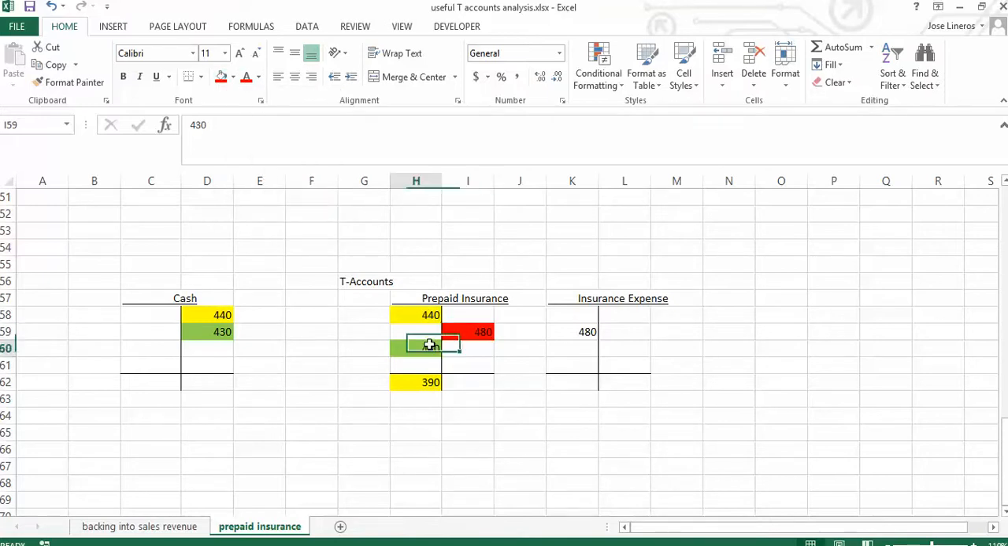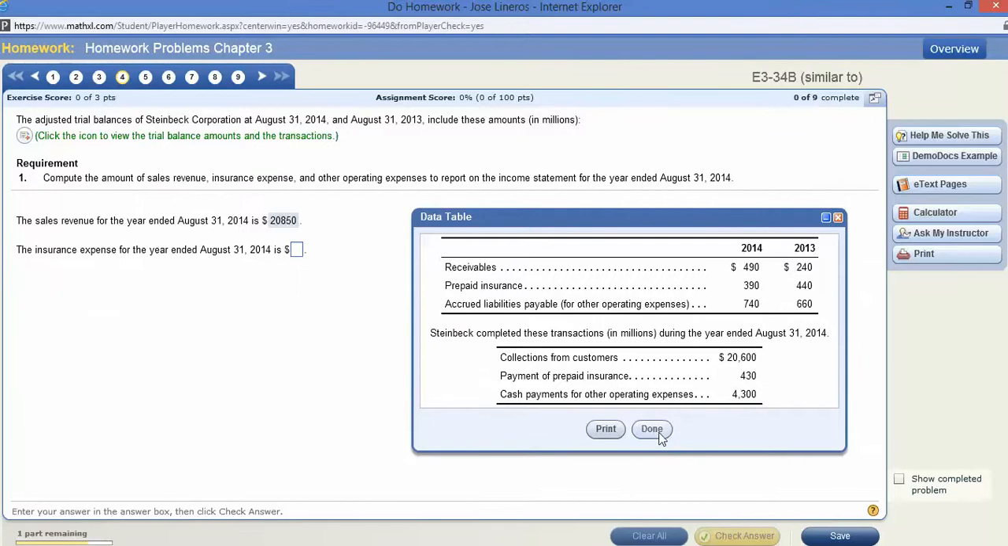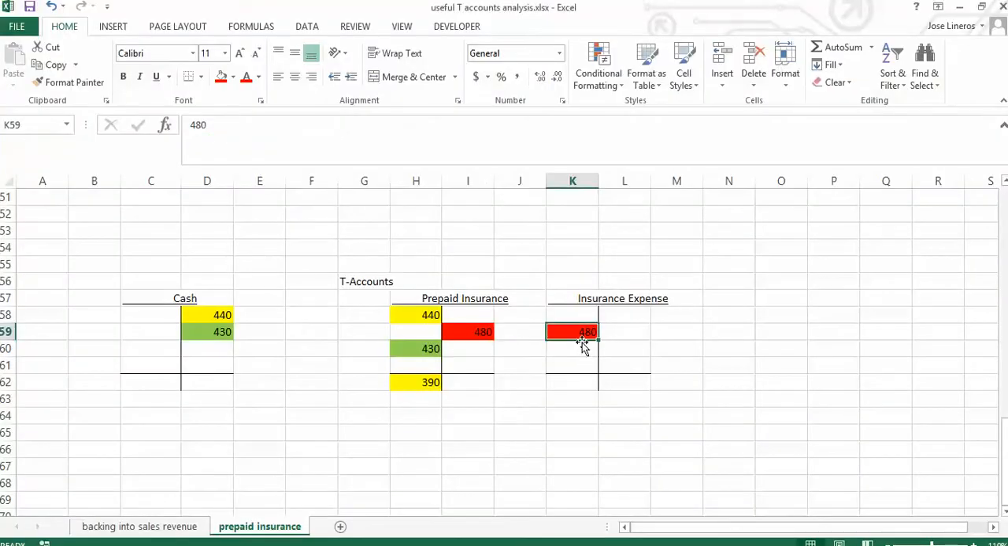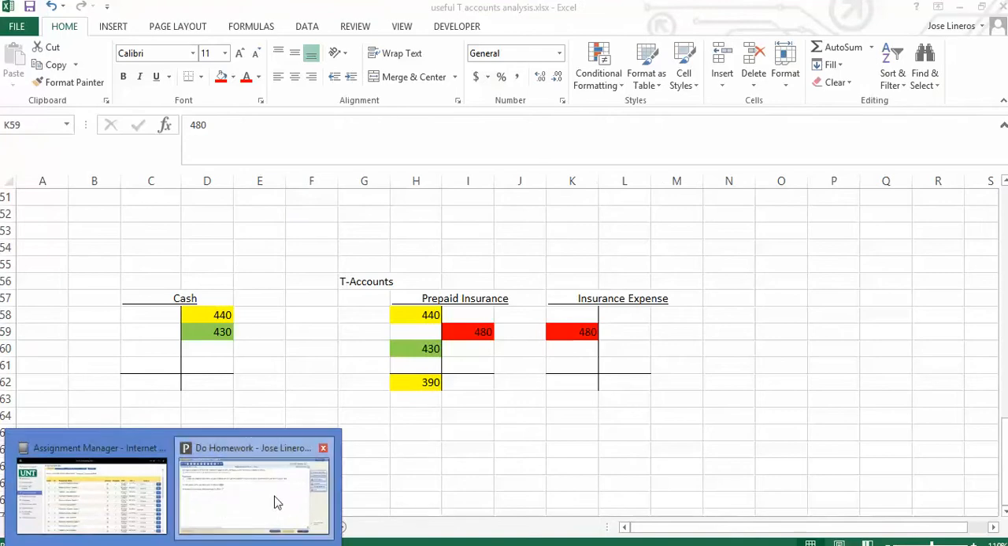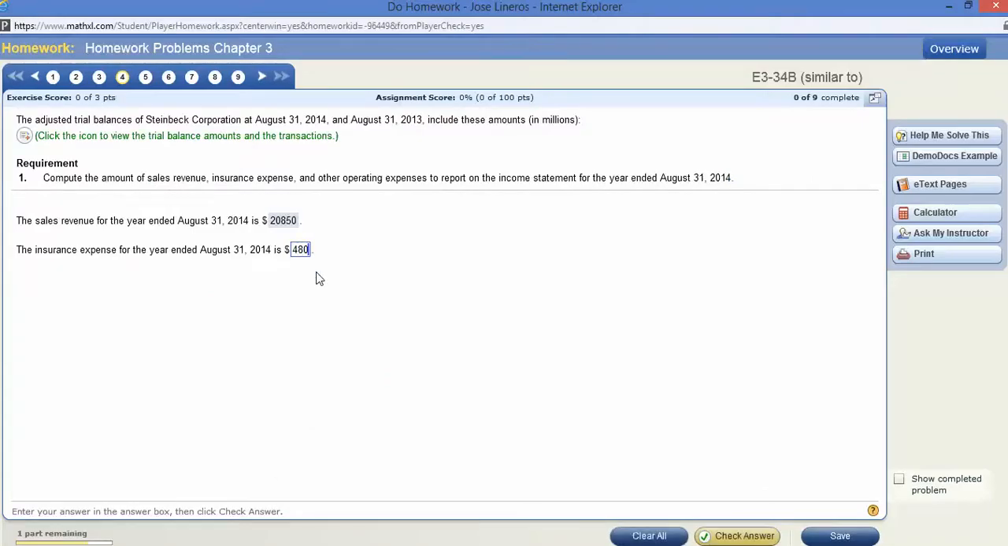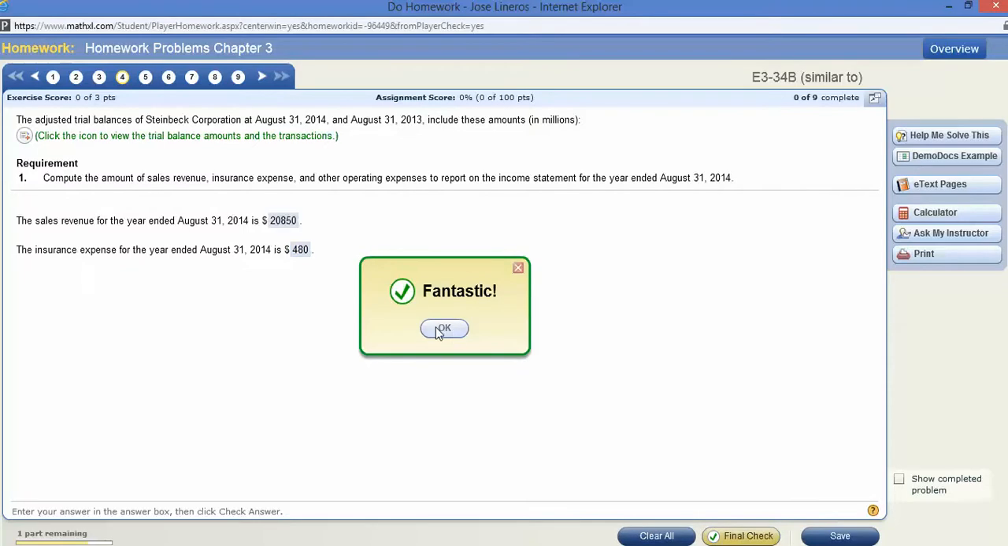We're backing into this. If you take 440 and you end up with 390 and you know you added another 430 million to the prepaid insurance account, there's the offset to that, then you know that this difference has to be the credit. The credit to prepaid insurance that has to exist in order for you to go from 440 to 390 is 480 million. And this is recognized insurance expense. So we come over here. We can close this. We're going to put that amount in there, 480. And we're good to go.